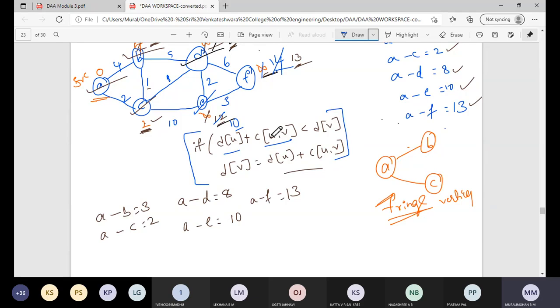That is, if d of u plus the cost of u comma v is less than d of v, then you can update d of v as d of u plus c of u comma v. So this one you should remember. If you remember this, then you can easily solve Dijkstra's algorithm. Is it clear?